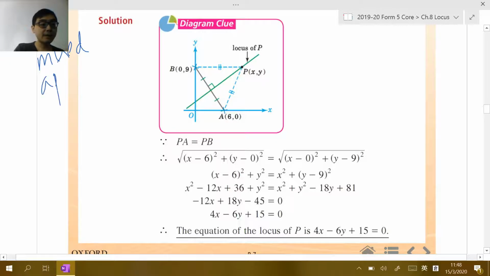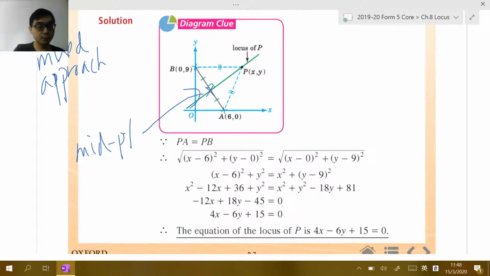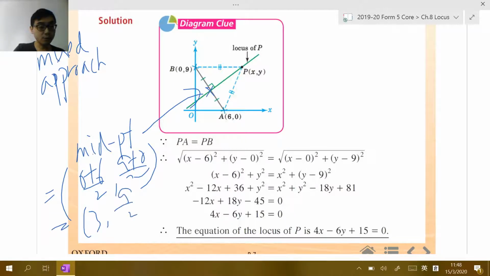Means that if I have seen the question and known from the geometric property that this is a perpendicular bisector, we can also find the locus of P in a geometric way. First of all, we can find the midpoint. First, I use the midpoint formula: 0 plus 6 over 2, and then 9 plus 0 over 2. So you should have 3 and then 9 over 2.